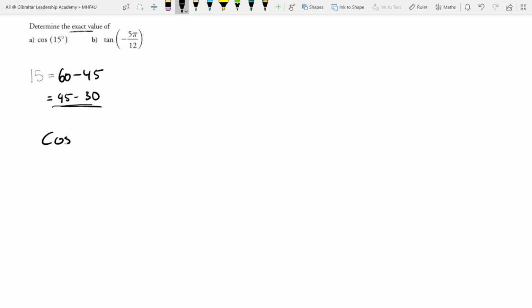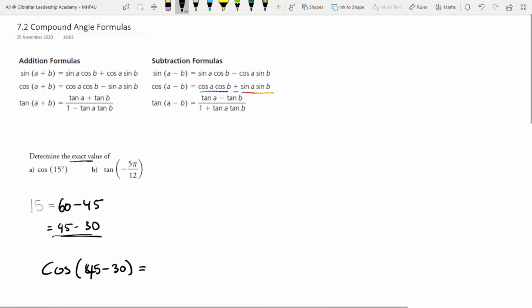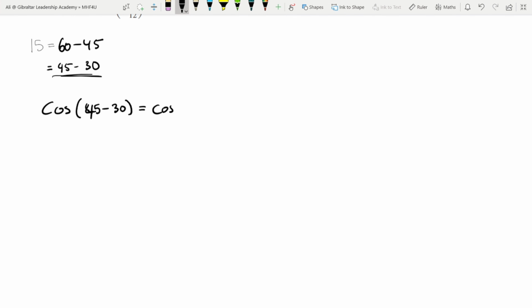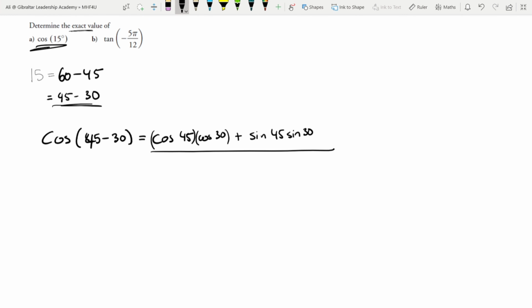We remember that cosine, instead of 15 degrees, it's going to be 45 minus 30. Now we know that cosine of a minus b is cos a cos b plus sine a sine b. In this case it would be cosine of a, which is 45, cosine of b, which is 30, and again these are just being multiplied with each other, plus sine of a and sine of b. If I can simplify this, that will give me an answer to cosine of 15.